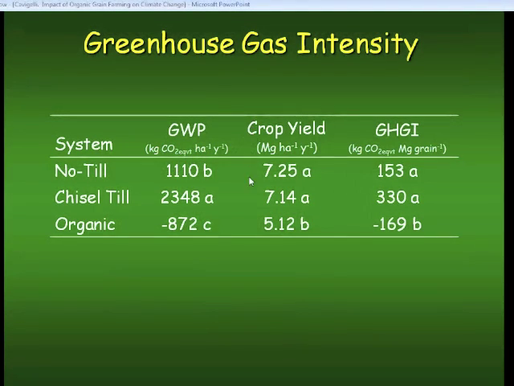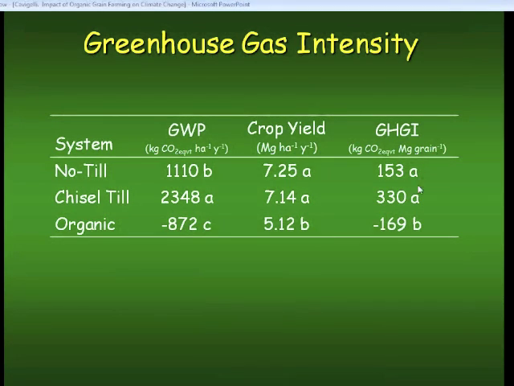We looked at the yields in corn, soybean, and wheat, came up with an average factor for those, and then divided our global warming potential, which is the same numbers from the previous graph, by that crop yield to determine what is called greenhouse gas intensity. So the number of kilograms of CO2 equivalents per megagram of grain produced.